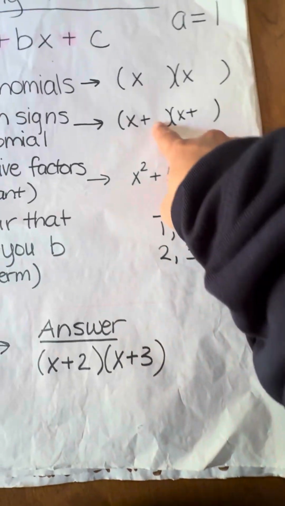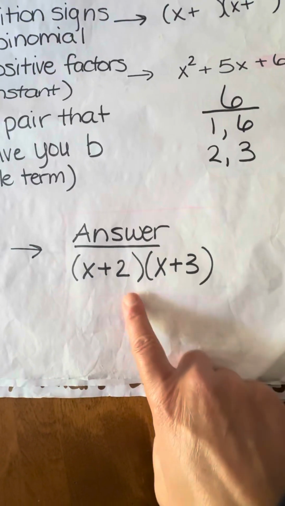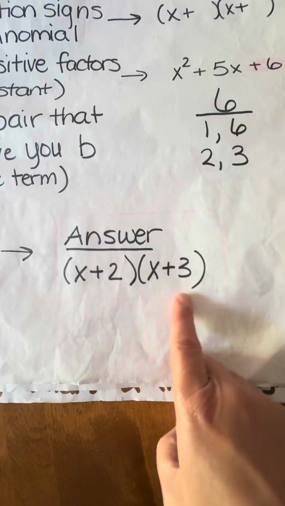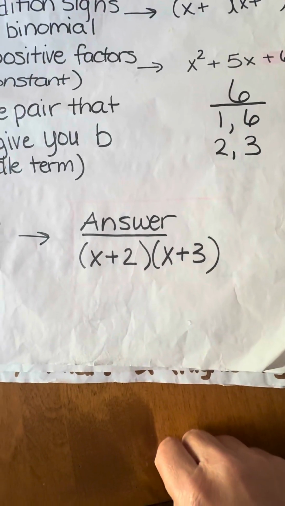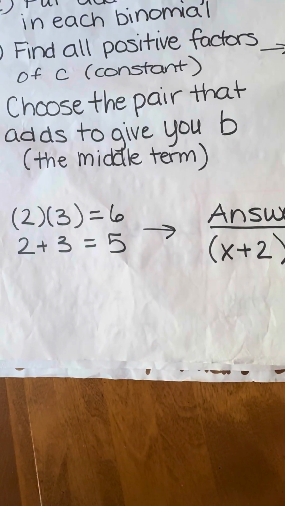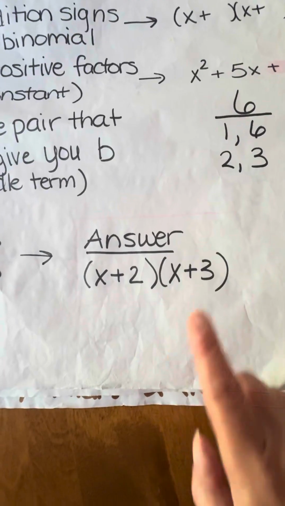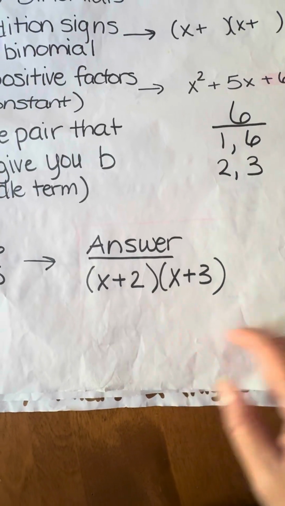So those get placed right here and here. As you can see, it doesn't really matter whether 3 goes here, 2 goes here. It really doesn't make a difference. But that's how you would get that type of setup right there. And so this would be your finalized answer for factoring.